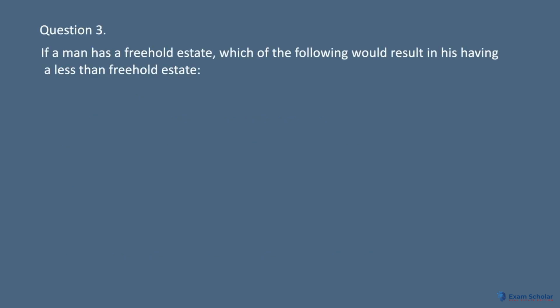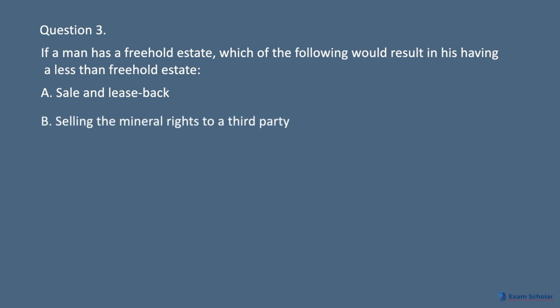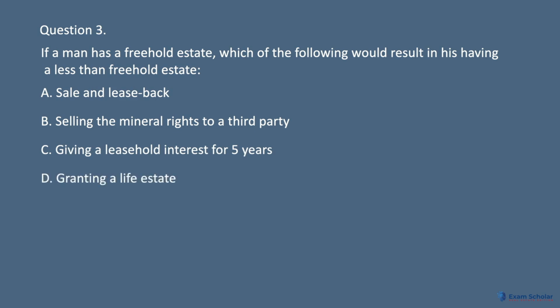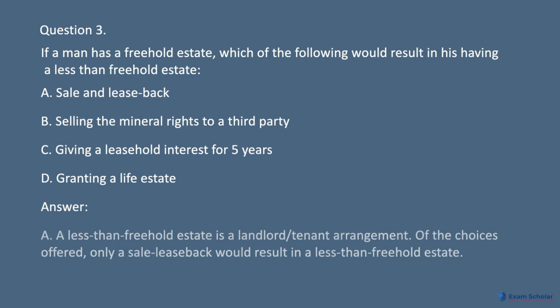Question 3. If a man has a freehold estate, which of the following would result in his having a less than freehold estate? A. Sale and leaseback. B. Selling the mineral rights to a third party. C. Giving a leasehold interest for 5 years. D. Granting a life estate. Answer: A. A less than freehold estate is a landlord/tenant arrangement. Of the choices offered, only a sale-leaseback would result in a less than freehold estate.